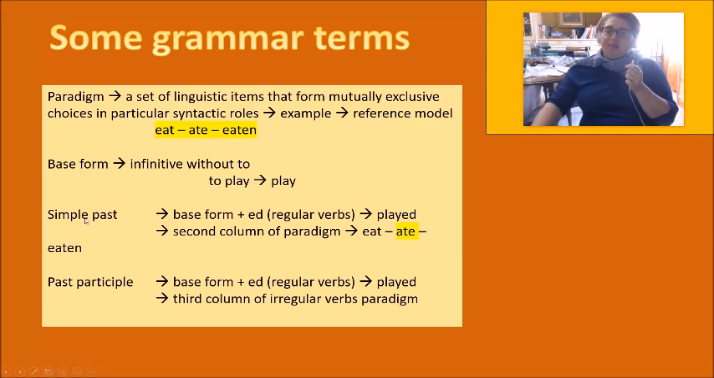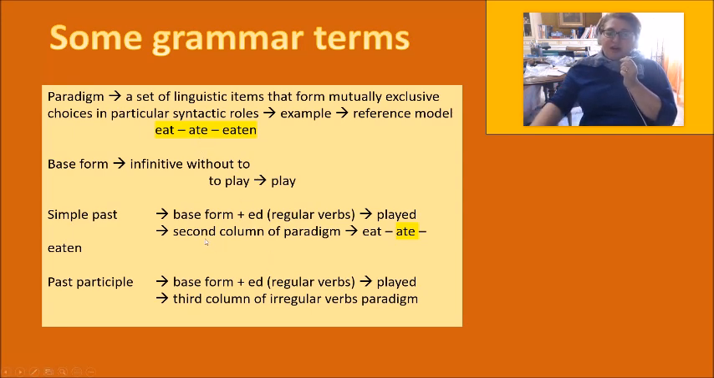Then I have the simple past. In regular verbs, the simple past is obtained by adding the ed to the base form. For example, from the base form play, I can have the simple past played. But for irregular verbs, we are not so lucky. So we have to go back to our paradigm and choose the second column, the second item in the paradigm.